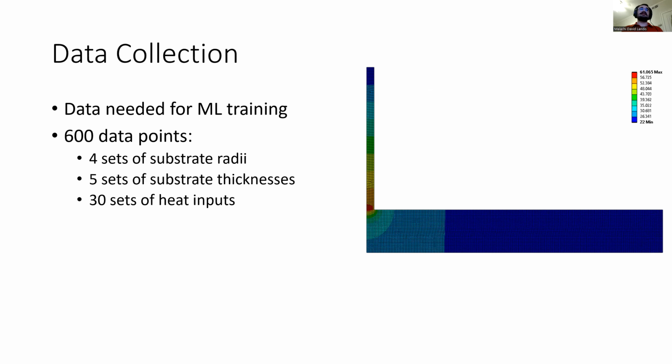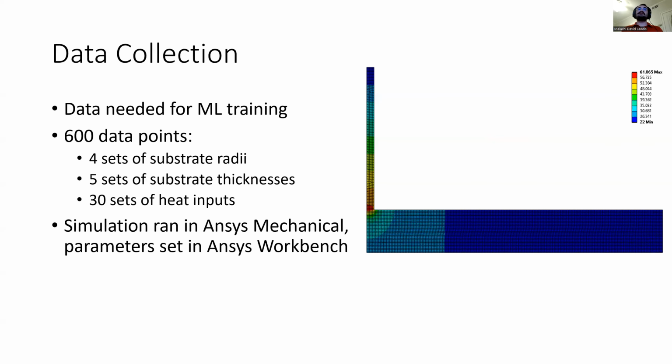I found 600 data points. So this was 4 sets of the radii, 4 sets of thicknesses, 30 sets of heat inputs. So it's just a full factorial investigation. The simulation ran in ANSYS Mechanical, which you can see on the right. This is a temperature distribution on a mesh, and the parameters were set up in ANSYS Workbench so that it just took several hours, but it did all the simulations for me.